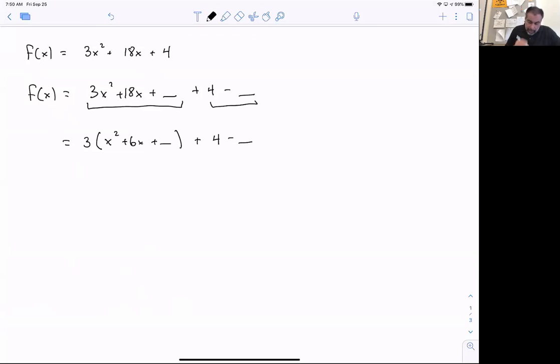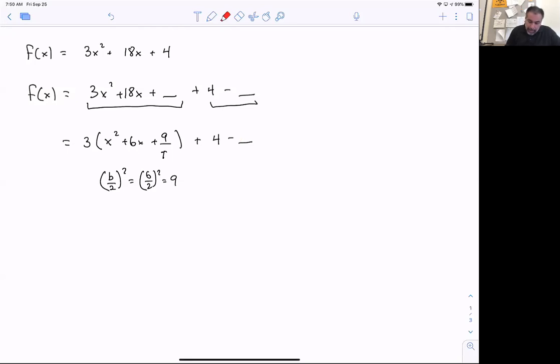So now I need to find what goes in this blank right here, and you may remember that's b over 2 quantity squared. So in this case, we're talking about 6 over 2 squared. That's going to end up being 9. So I'm going to put a value of 9 here. Now, the common mistake is to want to go and put a value of 9 here right away because we just put a value of 9 on the other parenthesis.